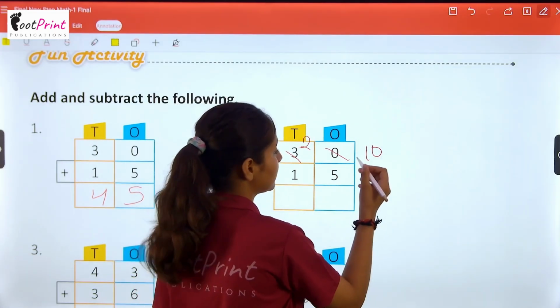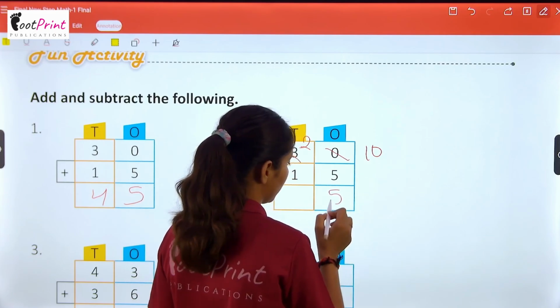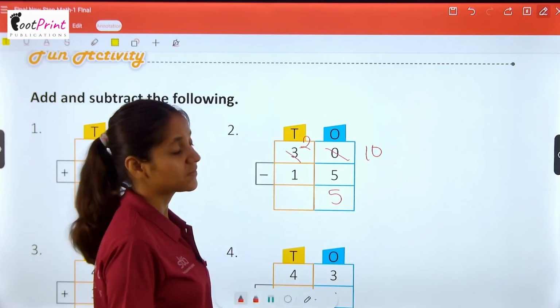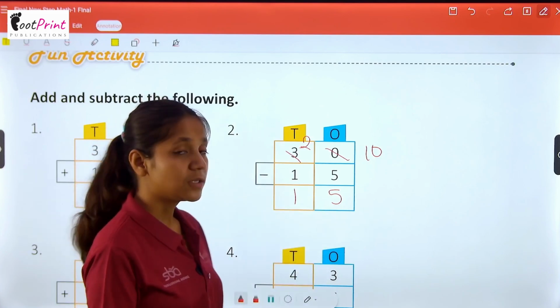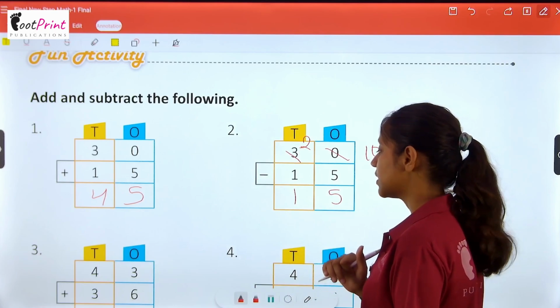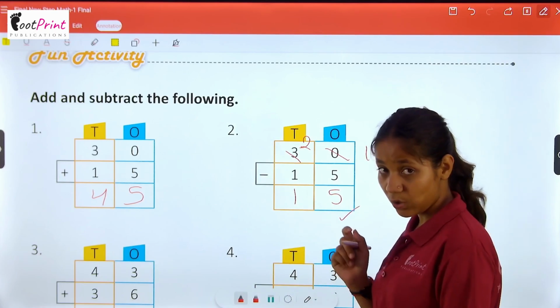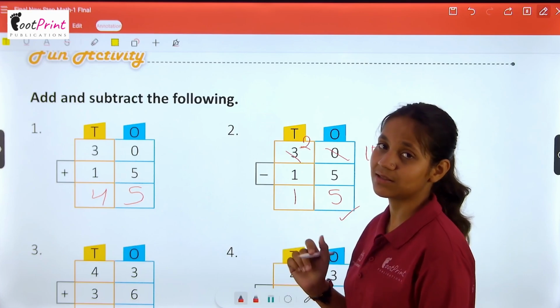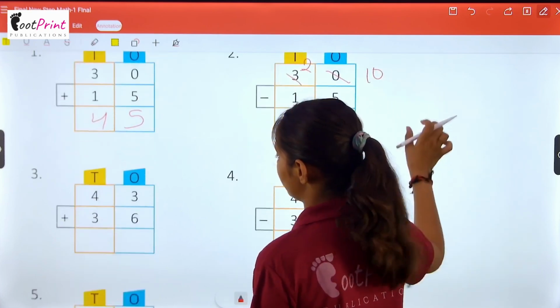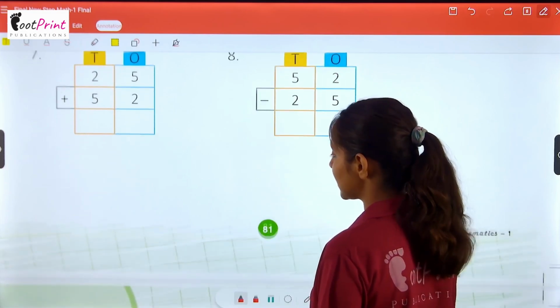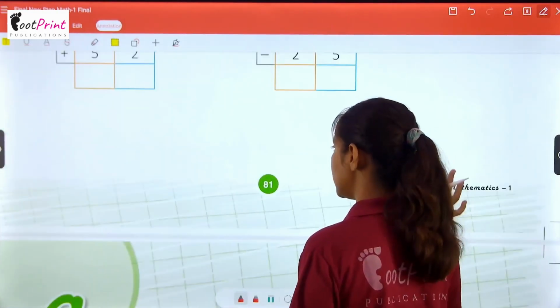Now 5 subtracted from 10 gives the result of 5. Now 1 subtracted from 2 gives the difference of 1. So the answer is 15. So when we subtract 15 from 30, we get the difference of 15. And when we add 15 to 30, we get the sum of 45. So simply you have to complete these questions by yourself. Likewise, I did in this.